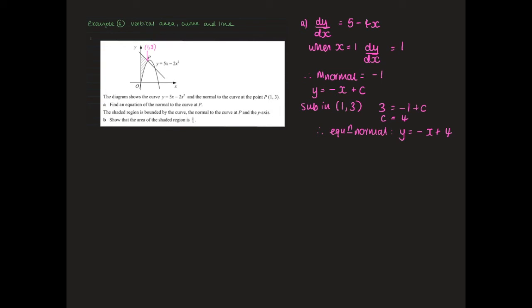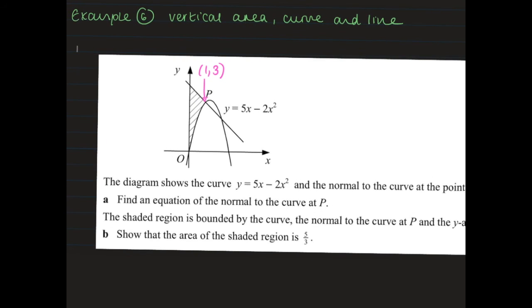So the shaded region is bounded by the curve, the normal to the curve at P and the y-axis. Show that the area is this. So let's think about this. I know I can find this shaded area here. If this is my x-coordinate 1, I can find this shaded area here by doing integration. That would be my integral between 1 and 0 of my curve.